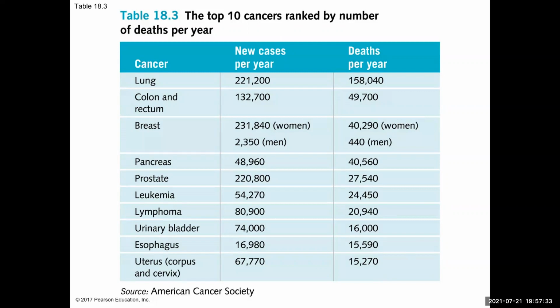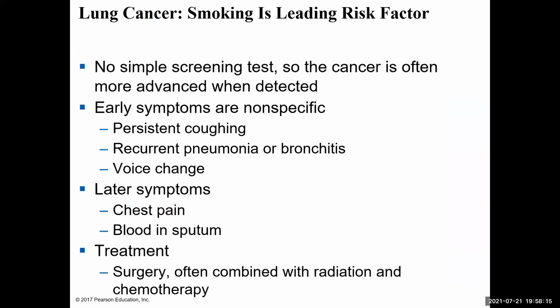But what's also interesting is you have numbers of new cases and numbers of deaths, and you want to look at the ratio, right? So for example, pancreas cancer has a really high death rate. So out of 48,000 new cases in a year, about 40,000 deaths, whereas something like prostate has about 220,000 new cases and about 27,000 deaths. So that death rate is fairly low, right? And so you can look at those numbers and actually tell what the death rate is and the probability of somebody surviving that cancer, based off of those numbers.